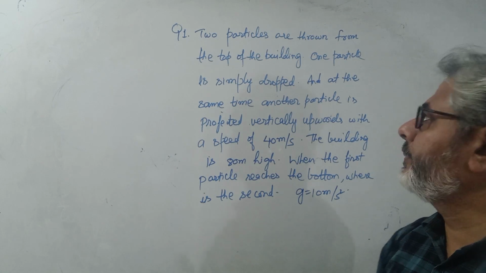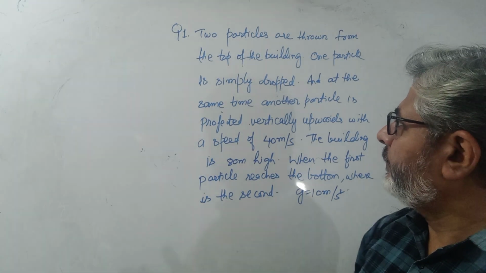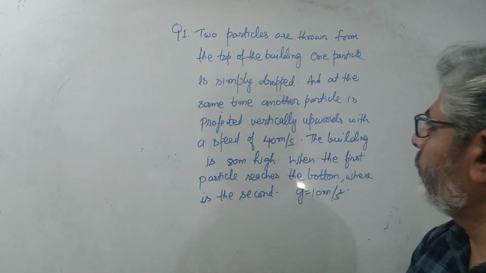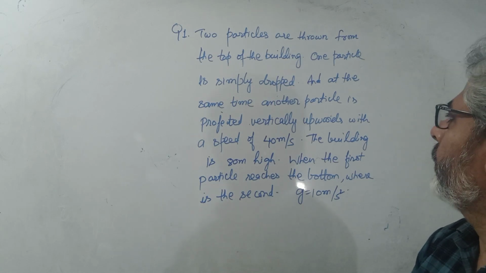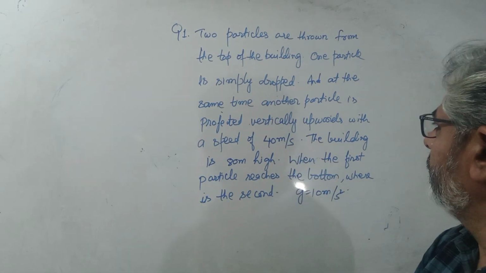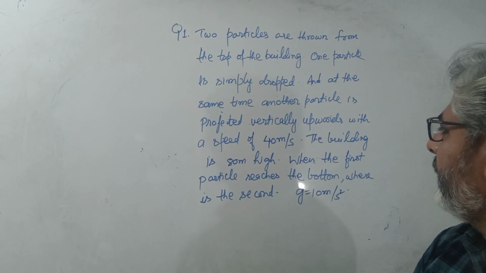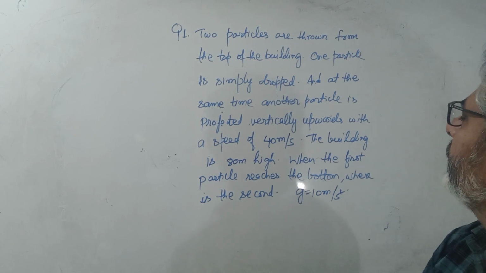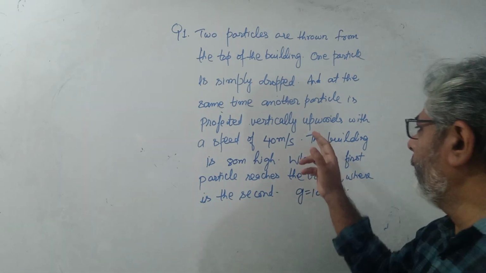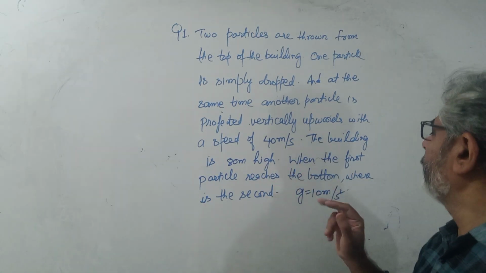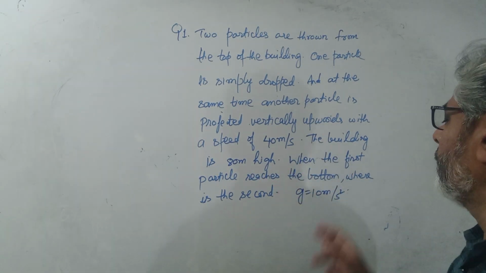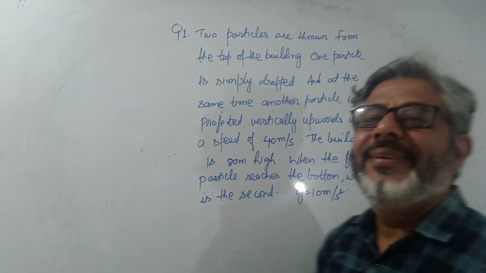and read this question. So it says that two particles are thrown from the top of the building. One particle is simply dropped, and at the same time another particle is projected vertically upwards with a speed of 40 meters per second. The building is 80 meters high. When the first particle reaches the bottom, where is the second?